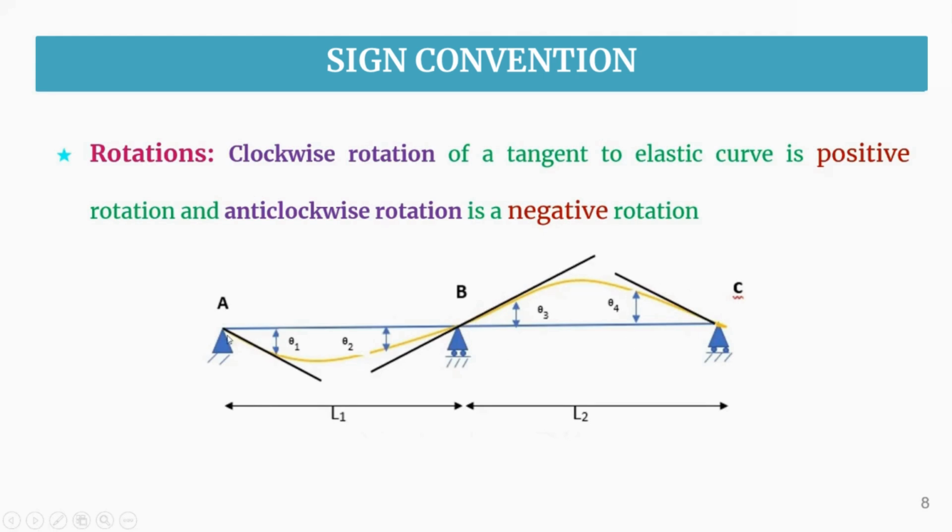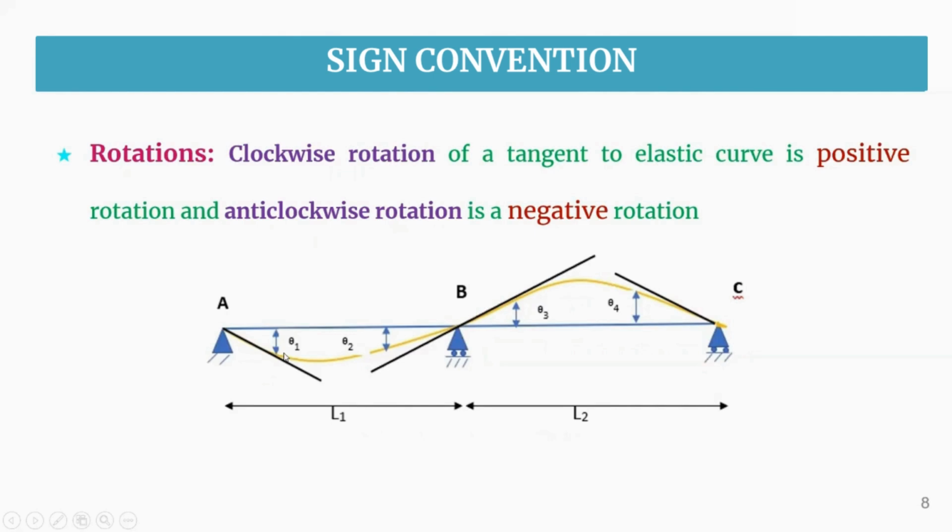So at A, when we draw a tangent to this elastic curve, here you are having a clockwise rotation of theta 1. When we draw a tangent at B, here you are having a theta 2 at B and a theta 3 at B. These two are in the anti-clockwise direction. That means negative. Again at C, when we draw a tangent to the elastic curve, this rotation is in the clockwise direction. So that means theta 4 is positive.